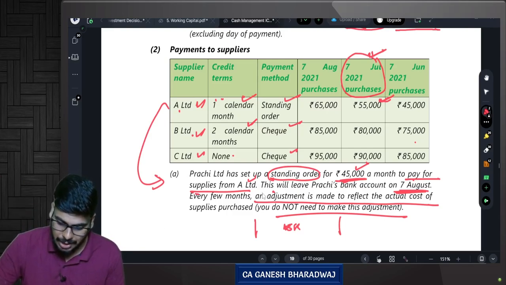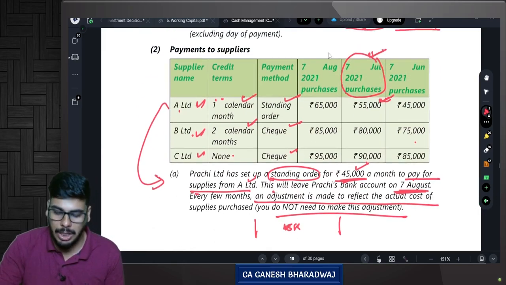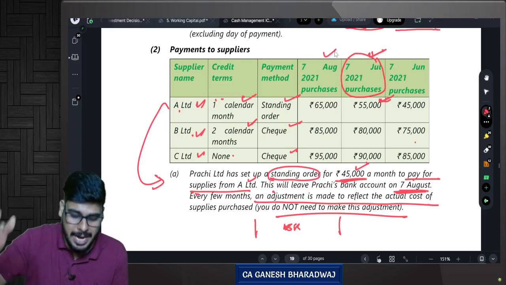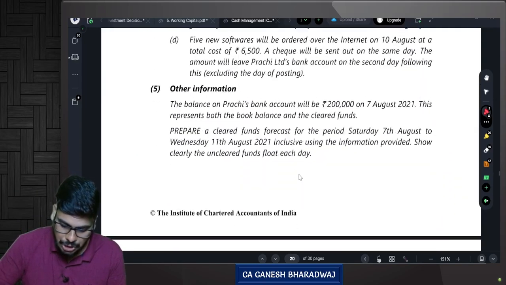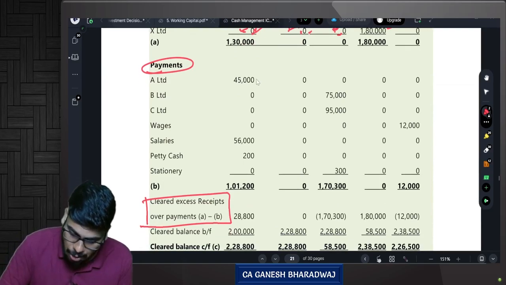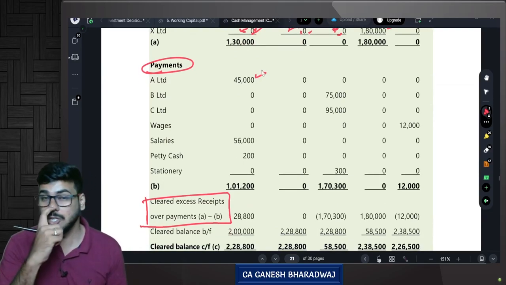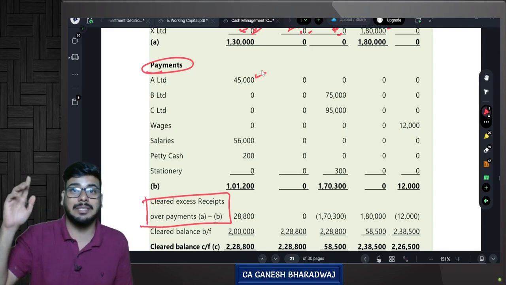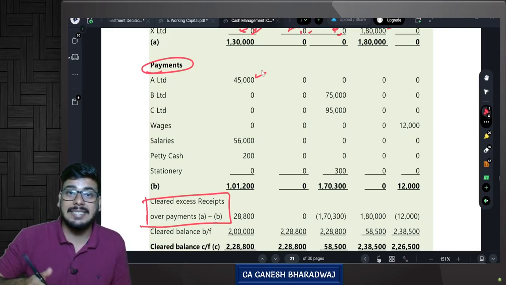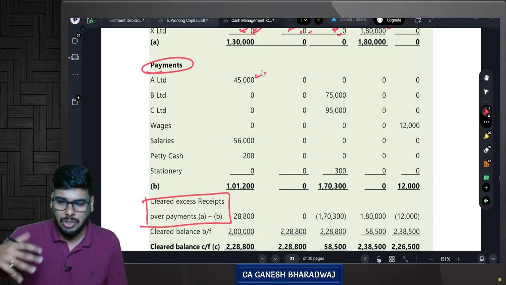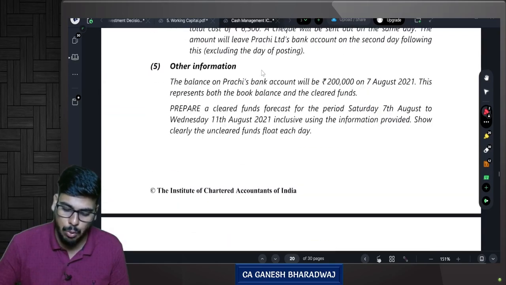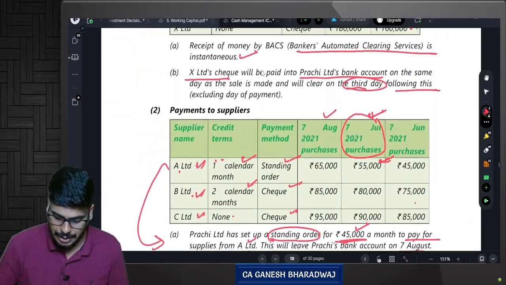So this standing order of 45,000 rupees, it gets debited on what date? On 7th of August. So on 7th of August, the amount that gets paid to A Limited is 45,000. So immediately go down and write down 45,000. Be very careful. It's not 55,000. 55,000 is actually the purchases made. Correct, 1 month, that's what we will think. But look at the wordings, they have given some standing order. So whatever amount they have told their bankers to pay, only that amount will move out of their bank account. Are you clear with this? Yes.